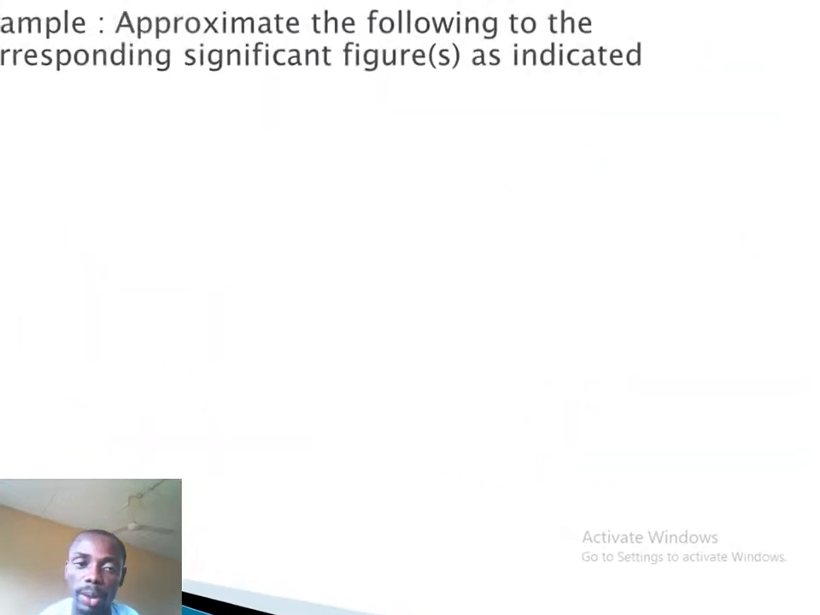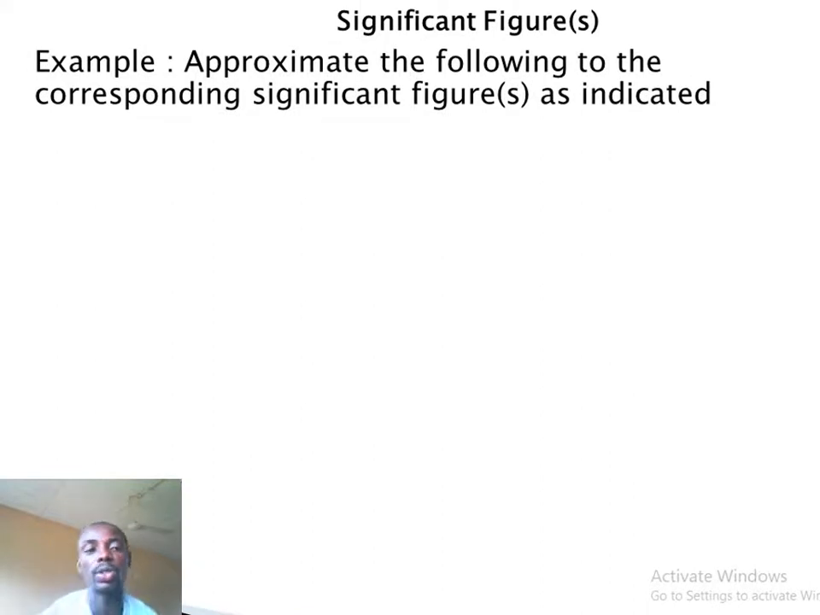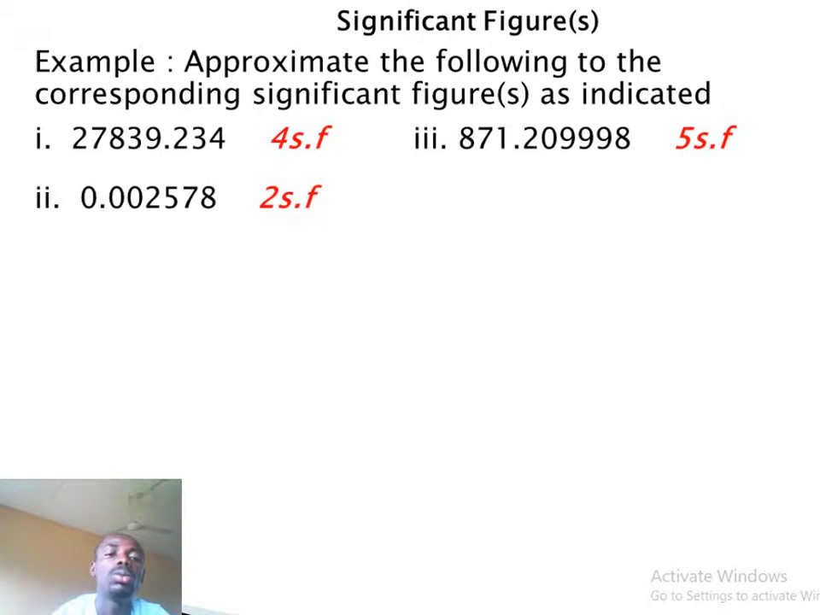Alright, significant figures. Approximate the following to the corresponding significant figures as indicated. So I want to approximate 27,839.234 to 4 significant figures. So what are we going to be doing? We're going to be considering 4 significant figures here, starting from the first significant figure to the 4th.